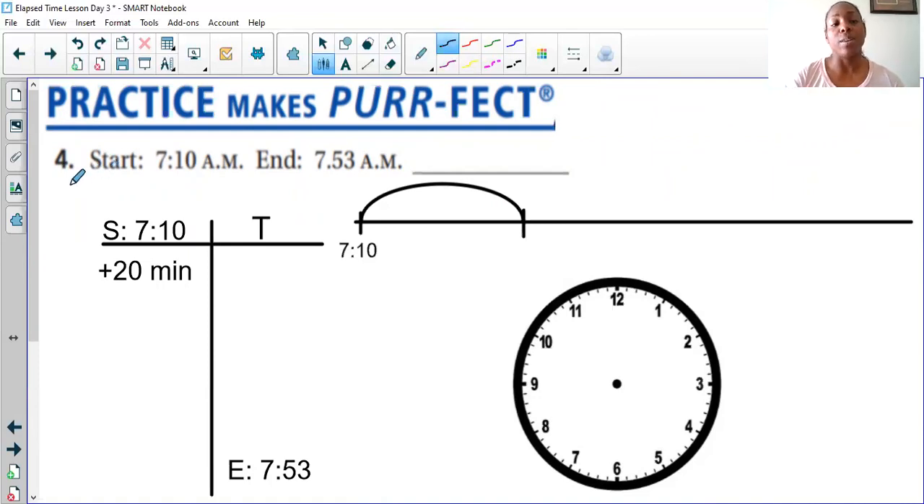So for number 4, it says start at 7:10 and end at 7:53. I went ahead and took the liberty of getting it started for you so you can get an example of what it should look like. So 7:10, and I'm going to add 20 minutes. Adding 20 minutes is going to help me get to the next big important time of 7:30. So when I add 20 minutes to 7:10, I'm going to get 7:30.